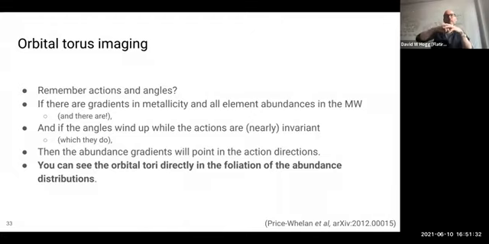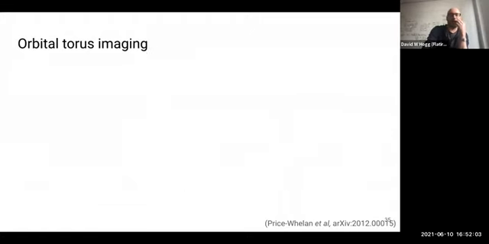And that foliation of tori should also be the foliation of chemical abundance distributions. So each torus should have its own chemical abundance distribution, and the gradients in those distributions should go perpendicular to that foliation. So it's like this geometric look at what the galaxy should look like. But the cool thing about it is if it's true, then you see the Milky Way's orbit structure without taking any second moments. You just see it in the distribution of element abundances. And we have shown this to be true.